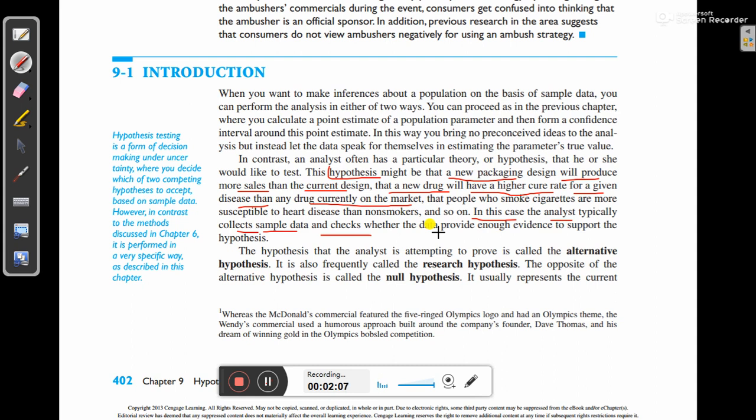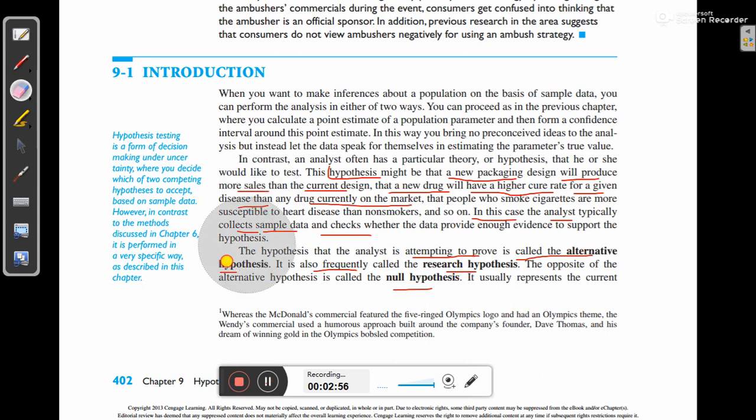The hypothesis that the analyst is attempting to prove is called the alternative hypothesis. It is frequently called a research hypothesis. The opposite of the alternative hypothesis is called the null hypothesis. So in hypothesis testing, we use these two terms: one is the alternative hypothesis or research hypothesis, and on the other hand, the null hypothesis. In general, analysts try to prove the alternative hypothesis.